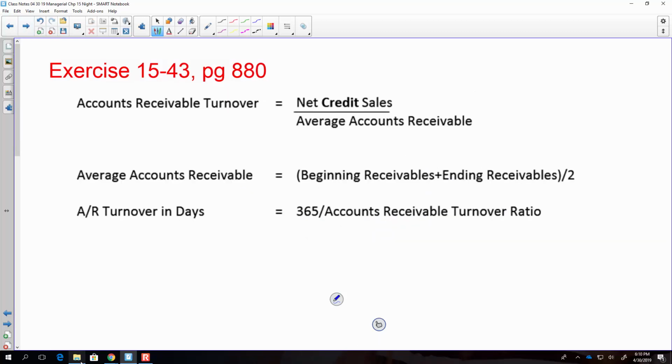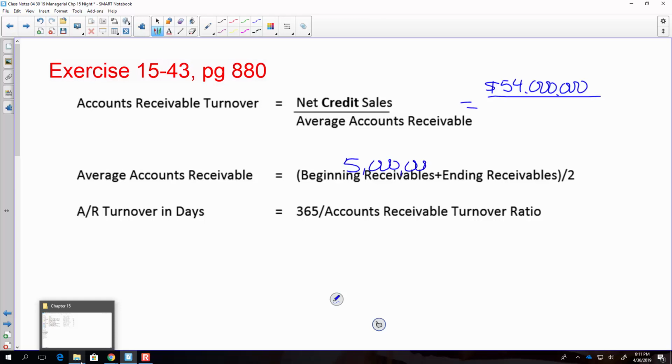Okay, let's try 43. We can practice this. It won't take long. And then we'll take our break. 43 is on page 880. We had 54 million in sales. Our average inventory, we had 5 million. We ended up with 7. Divided by 2 has to be what? Would be 6, right? That's an easy average.